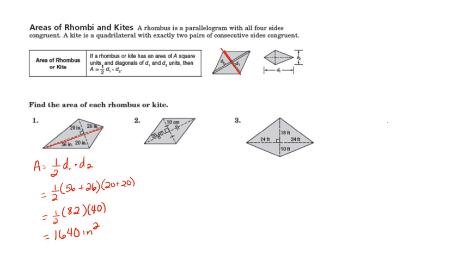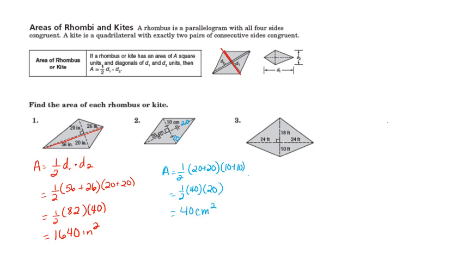All right, let's look at number 2. You see these congruent marks. So this is also 10 and this is also 20. So it's going to be 1/2 the 20 plus the 20, and the 10 plus the 10. So it's 1/2 times 40 times 20, which is 400.